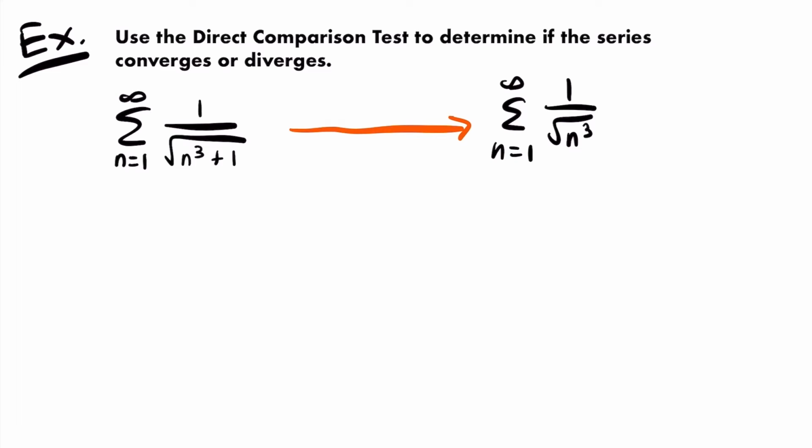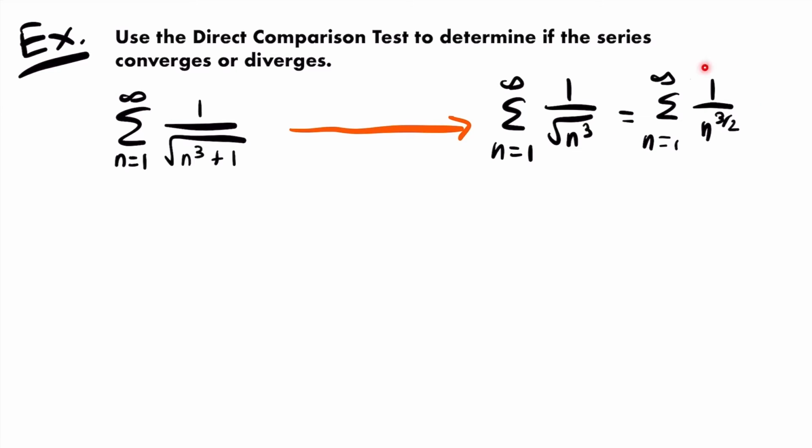We can just remove that plus 1, and now we have a series that is in the form of a p-series, right? This would be equal to the sum from n equals 1 to infinity of 1 divided by n cubed to the 1/2 power, right? The square root of a value is the same as taking that value to the 1/2 power. And when you have a value raised to a power, you can simplify by multiplying those exponents. And so 3 times 1/2 is 3/2. And so what we really have here is 1 divided by n to the 3/2 power.